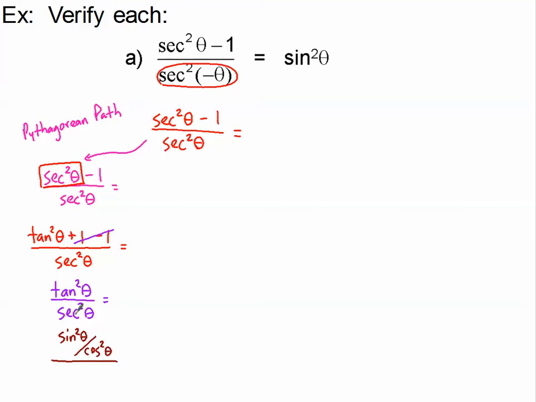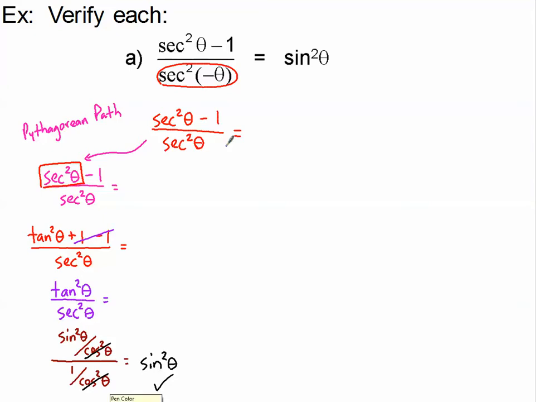And secant squared, if I use the reciprocal identity, is 1 divided by cosine squared. So now I have a fraction of fractions, and when I have a fraction divided by another fraction, if the denominators are the same, I can actually just cancel them away, and it'll just leave the numerators, sine squared divided by 1. So I'm actually finished. I put a nice little check mark when I know that I've verified. So that's my Pythagorean path.